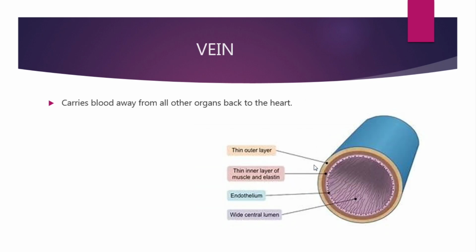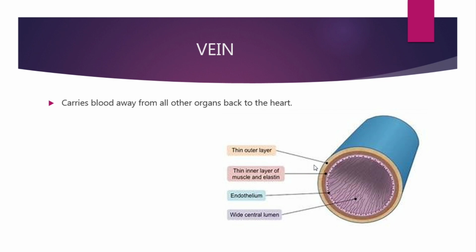The next blood vessel we have is the vein. The vein, as you can see here, carries blood away from all other organs back to the heart. So the veins carry blood back to the heart. The reduction in blood pressure in the arterioles and capillaries means that blood in veins is at a very low blood pressure. This means that the walls of veins do not need the thick layer of muscle and elastic tissue present in arteries. So veins have thin walls with elastic tissue. Veins also contain valves at intervals along the length which prevent the backflow of blood.